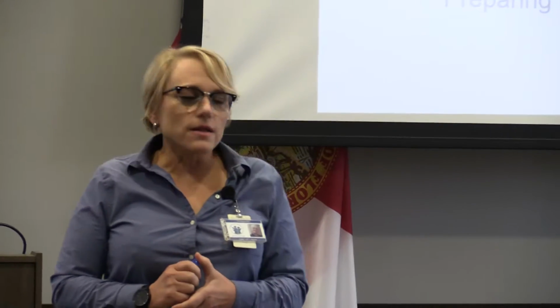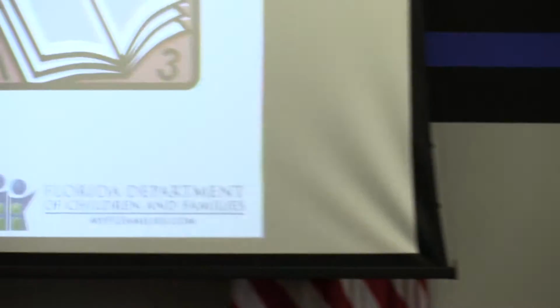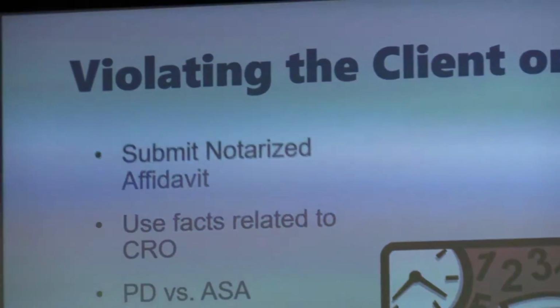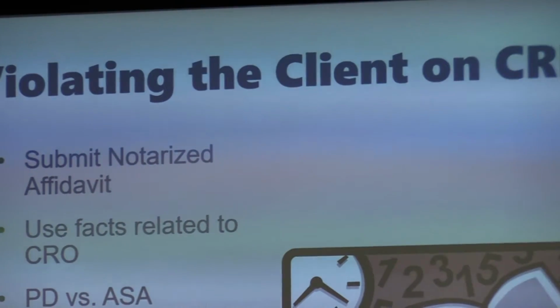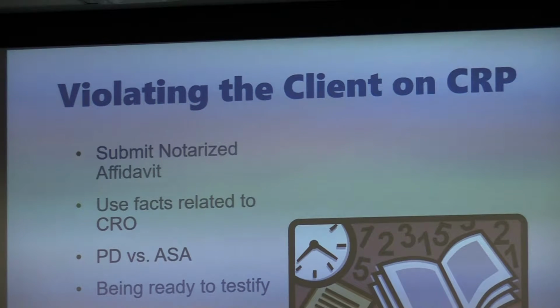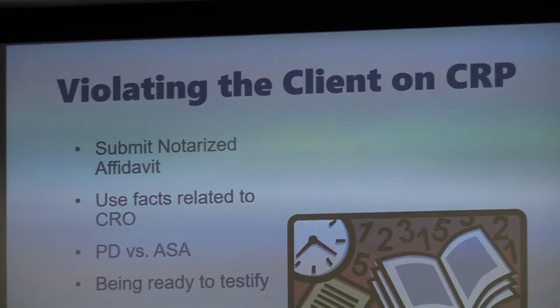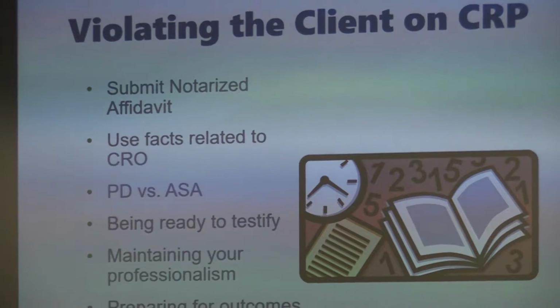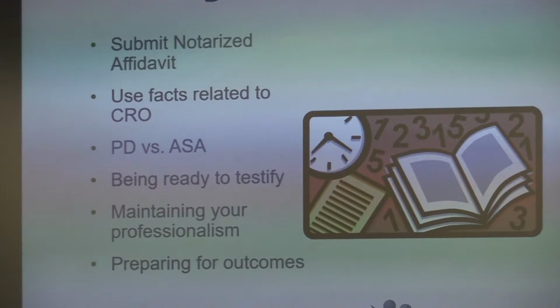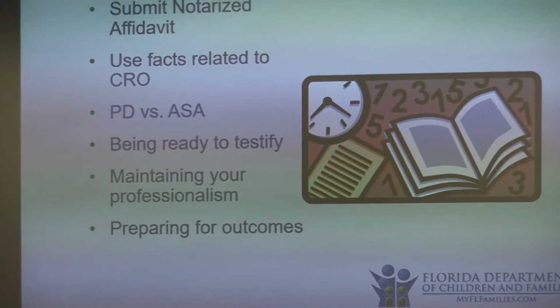When someone violates the conditional lease order, you have to do an affidavit to the court. It should be notarized. The affidavit needs to include what condition they violated and what happened. Now, ideally, it would be the person closest to the violation. So I'll give you an example.